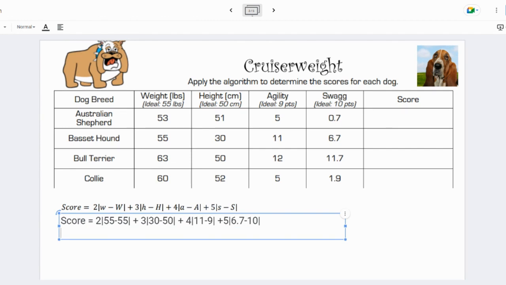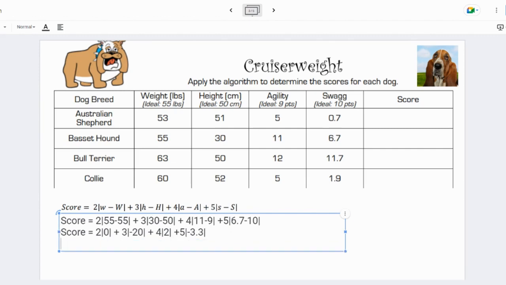Go ahead and simplify what's inside the absolute value symbols here. Score equals 2 times the absolute value of 0, plus 3 times the absolute value of negative 20. When you plug 30 minus 50 into the calculator, it gives you negative 20, plus 4 times the absolute value of 2, plus 5 times the absolute value of negative 3.3. Plug that into the calculator, you should get negative 3.3.